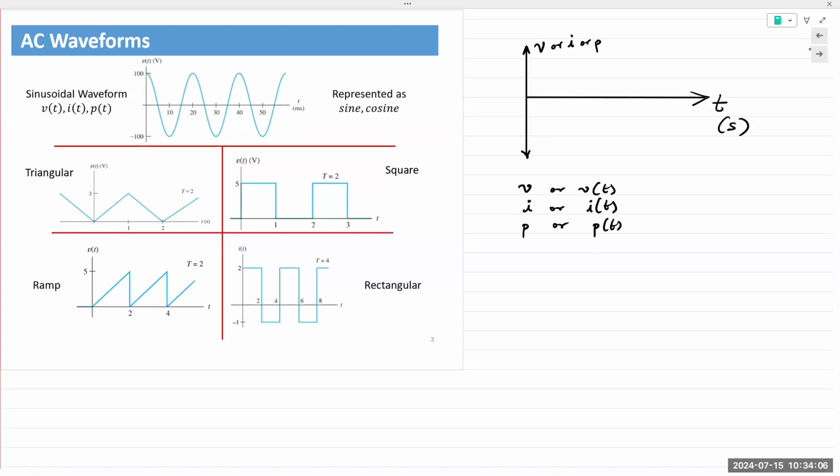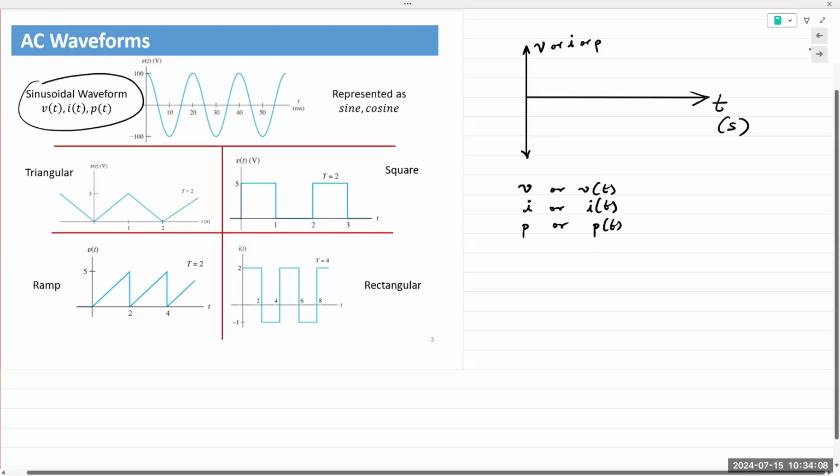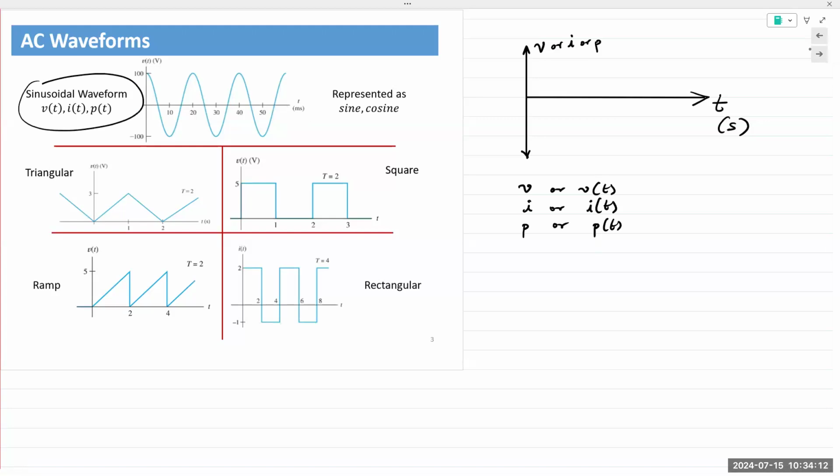This right here is a sinusoidal waveform. The sinusoidal waveform is so called because mathematically we can represent it using the sine or the cosine function. Basically, any voltage or current, any quantity that has a varying relationship with time is referred to as AC.